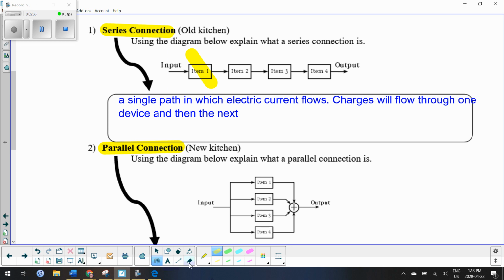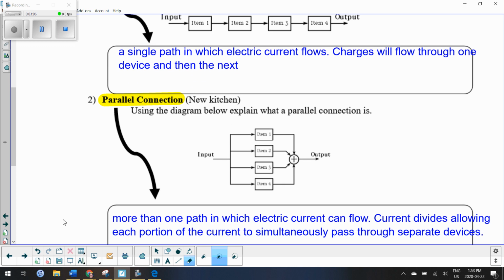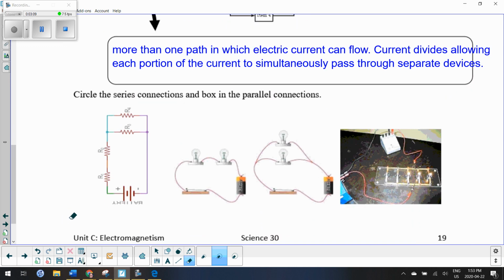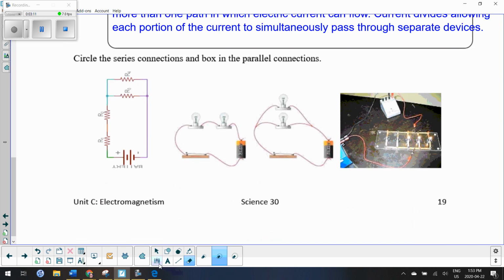But you do have a lot of parallel connections because you want to be able to supply electricity to all of the devices that you are using in your home. So it says circle all the series connections and then box in all of the parallel connections. Okay, so I'm just going to do this.